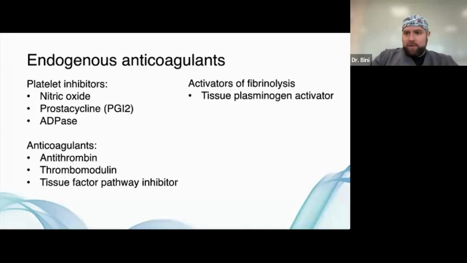So the body, again, has some endogenous anticoagulants. Some of them are platelet inhibitors, like nitric oxide, prostacyclin, ADPase. Some of them are anticoagulants, like antithrombin, thrombomodulin, tissue factor inhibitors. And then you have others, like the tissue plasminogen activator, the TPA, that actually activates fibrinolysis. This is something that's being researched more in humans, and it's coming way more in vet med too. Some internists are using it in horses, for example. It's an interesting thing that can be used to get rid of some clots. This is what they will give you if you get a stroke, or if you have coronary disease and you get a heart attack, they will give you tissue plasminogen activators to break down clots in your vessels.